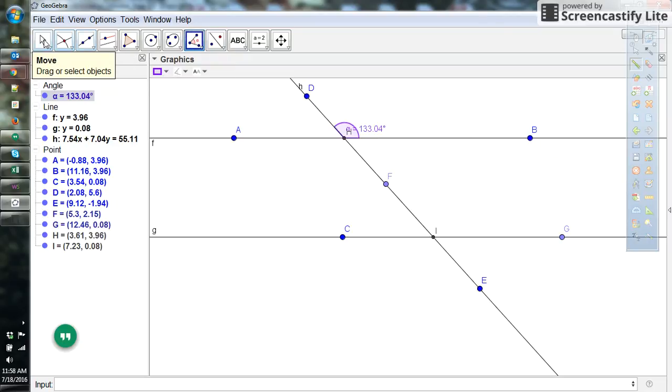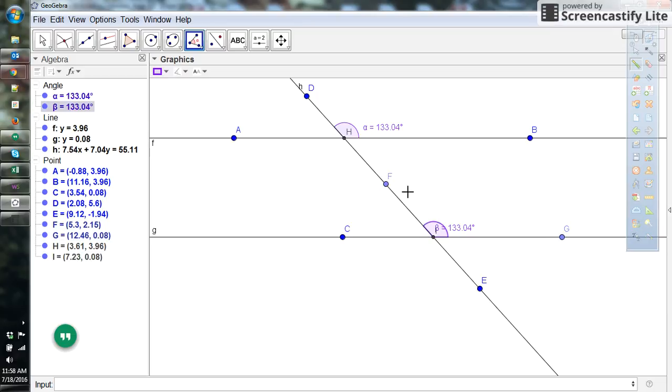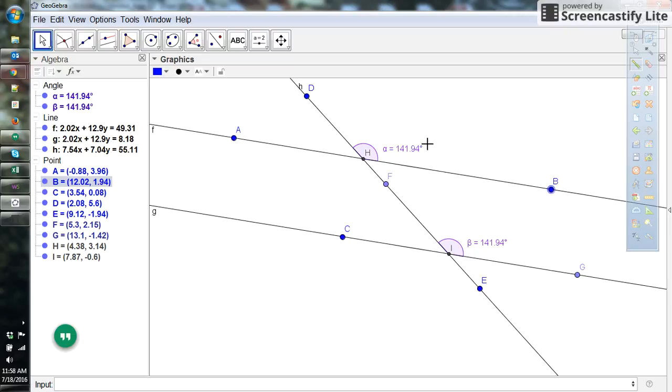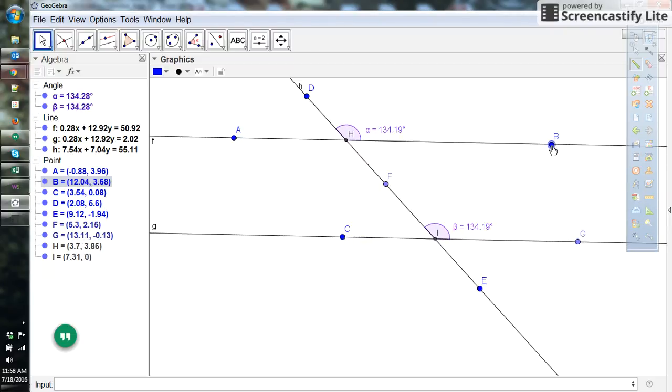So my first angle, they labeled it as alpha for me, and they tell me the measure of it is 133 degrees, or 133.04 degrees. Okay. And its corresponding angle is going to be on the top of this parallel, and on the right-hand side of the transversal. So let's go ahead and make that. Now, just quickly, I noticed that these have the same measurement, which means they're congruent. Congruent means the same measure. And this is kind of a cool observation.